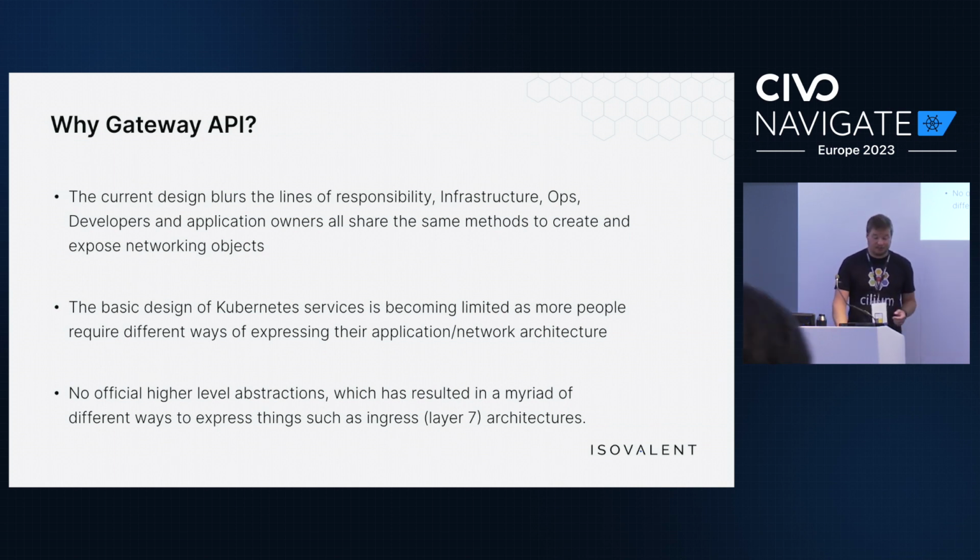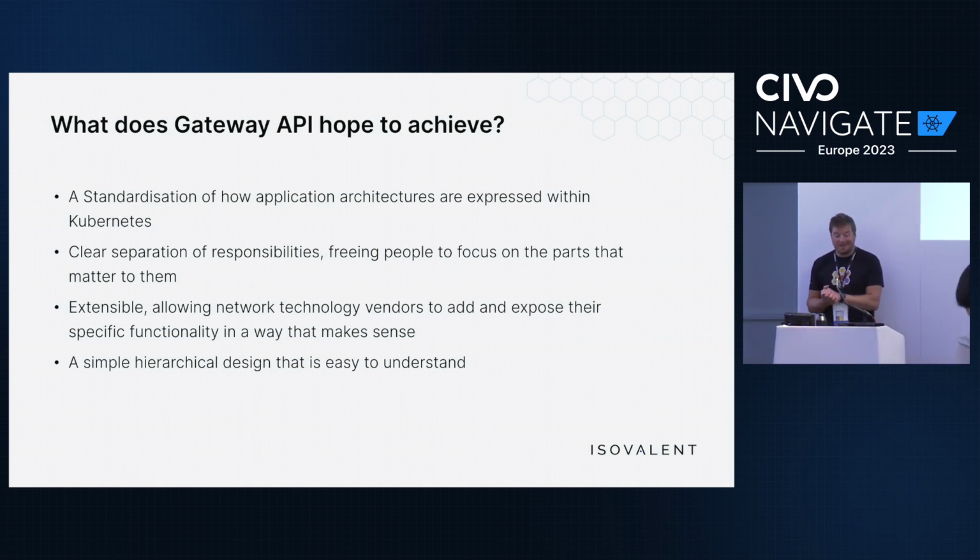So standardization is key. What does Gateway API hope to provide? Standardization. It's a standardization of how applications are expressed within Kubernetes. So we start to break things down into smaller components. Clearer separation of responsibilities, so certain teams can take care of some of the lower level networking and then leave the application people to focus on what it is that they really hope to achieve. It becomes a lot more simple for people who are creating the Gateway API components to express what it is that they want to do. And then a clearer hierarchical design, so it becomes quite clear when looking at it what the constituent parts are actually doing.